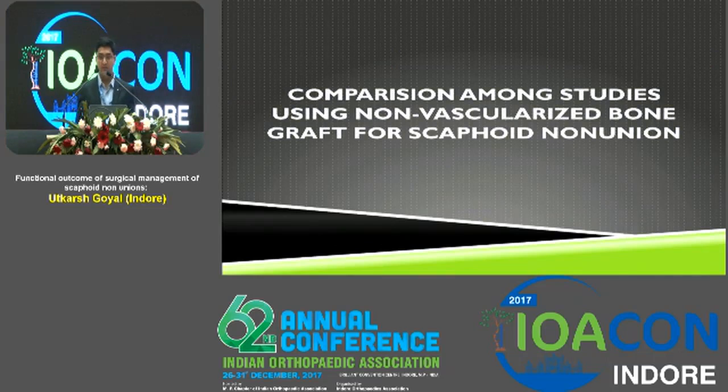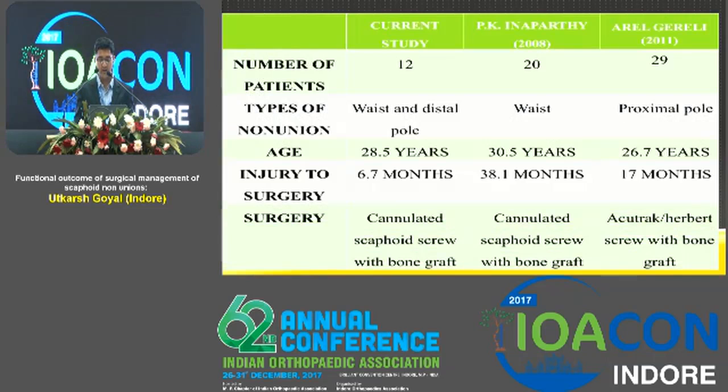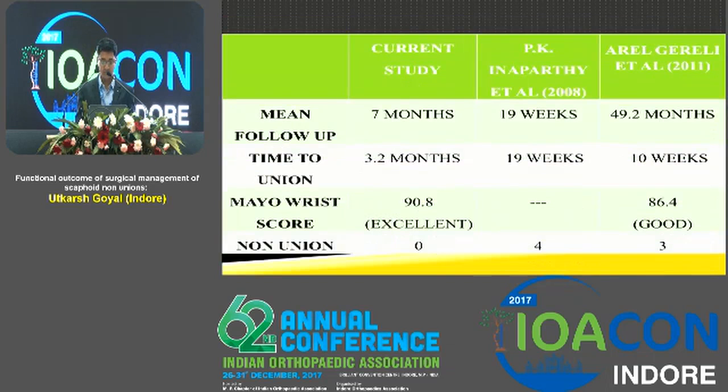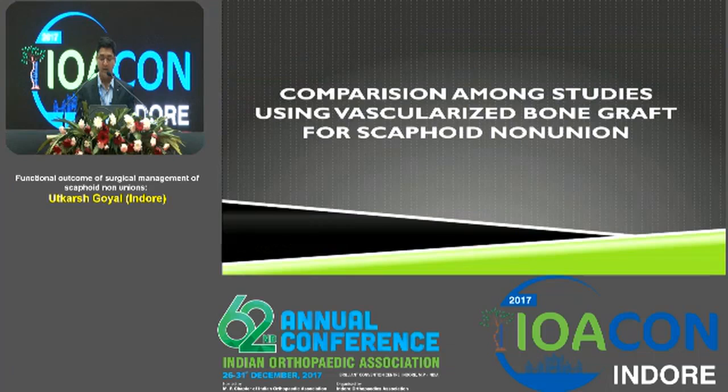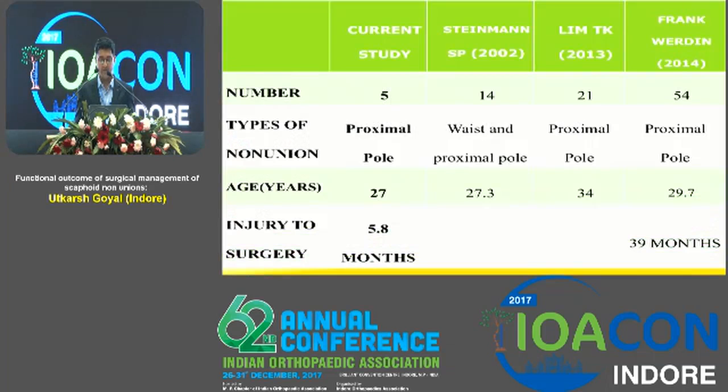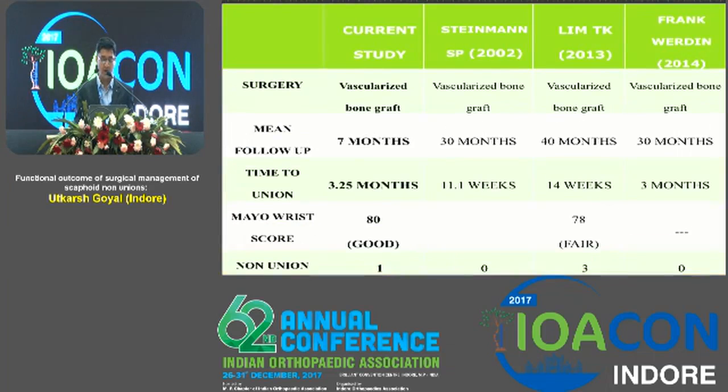Comparing studies using non-vascularized bone graft as treatment modality, we had 12 patients, all were waist and distal pole fractures. Injury to surgery time was 6.7 months, with mean time to union 3.2 months, with Mayo score of 90, which is excellent. Comparing with studies with vascularized bone graft, we had 5 patients, all were proximal pole with avascular necrosis. Injury to surgery time was 5.8 months, with Mayo score of 80. Persistent non-union was seen in one case.